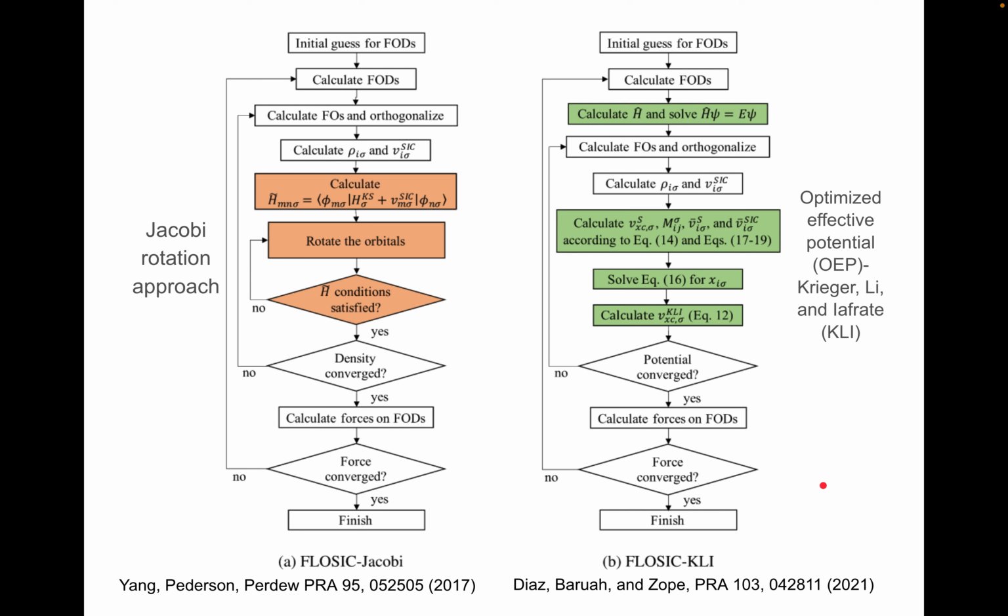This is the diagram of the FLOSIC code, of what the FLOSIC code does during the calculation. What is being used in the public release version of the FLOSIC code is the Jacobi rotation approach, which is outlined right here. In the Jacobi rotation approach, the user supplies the initial guess for the FODs, and based on those FODs, the Fermi orbitals and the Fermi-Löwdin orbitals are constructed, and then the software proceeds to calculate the orbital density and the orbital SIC potential.